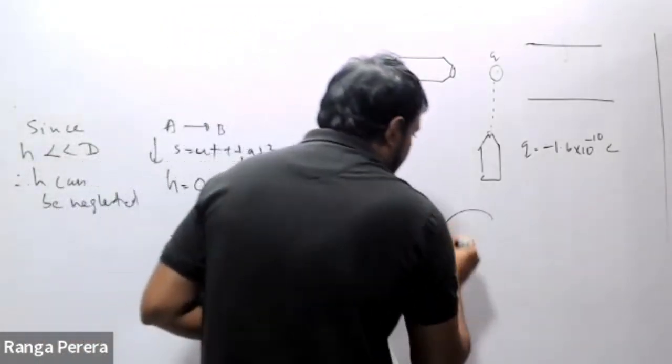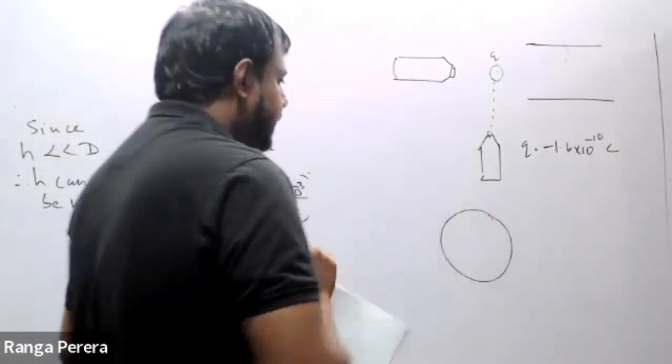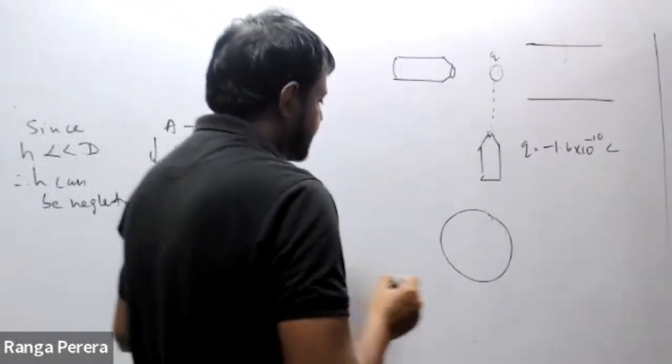So now you have a droplet like this, right? You have a droplet like this.